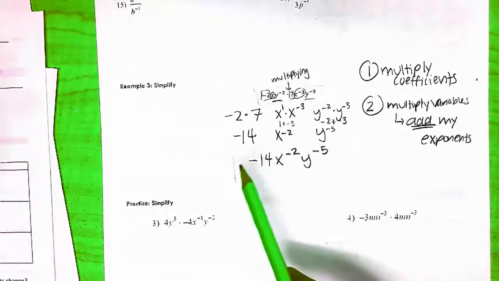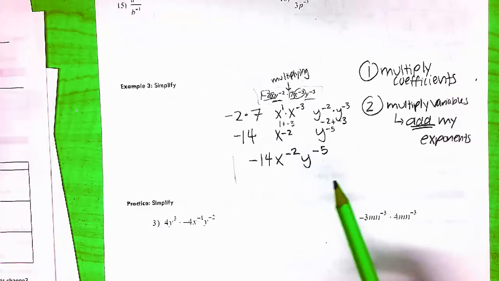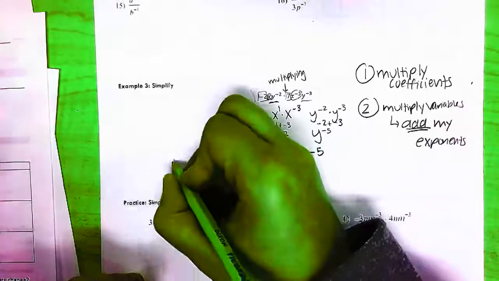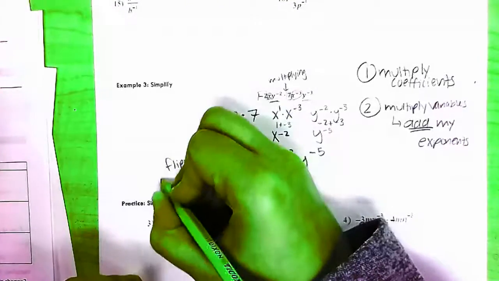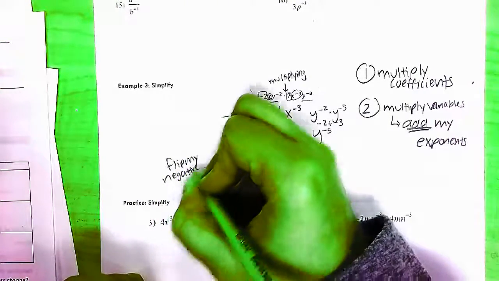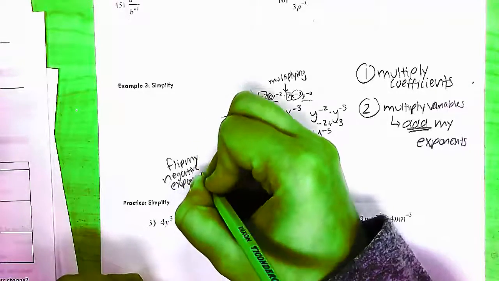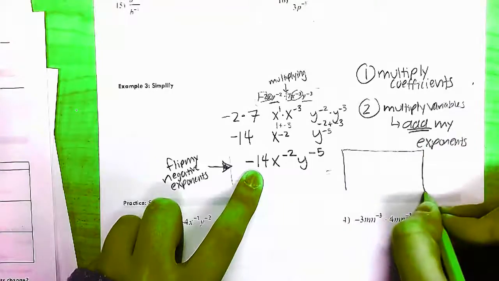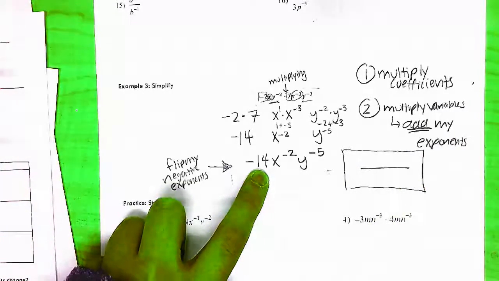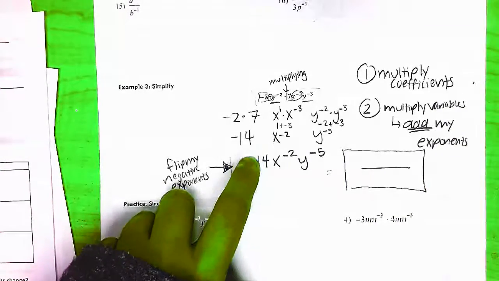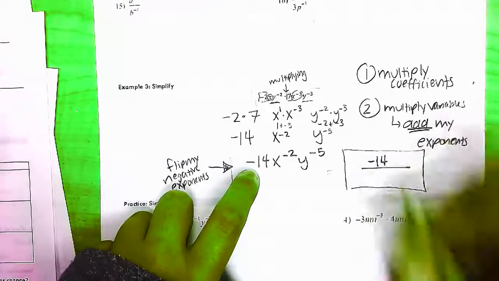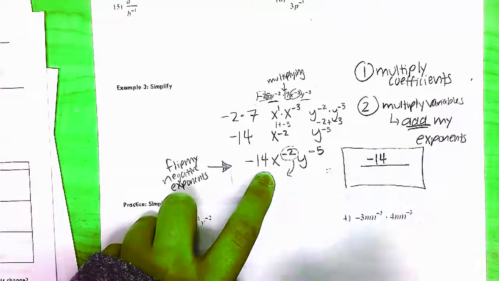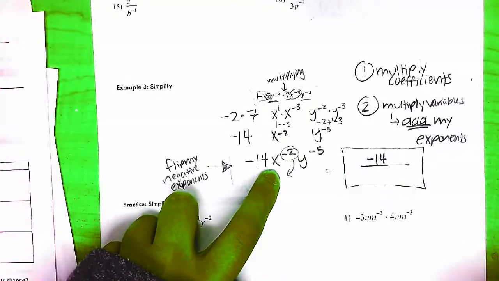But if I'm thinking here, is my answer fully simplified? No, it is not. So I have to flip my negative exponents. So let's go one term at a time. I'm going to set up my answer box and my fraction bar. Does my negative 14 have any exponents? No, it does not, so it's going to chill in the numerator. My x to the negative 2, I see a negative exponent, and it's on the top, so I know that means I got to bring it down.